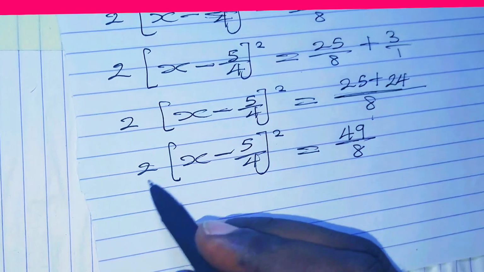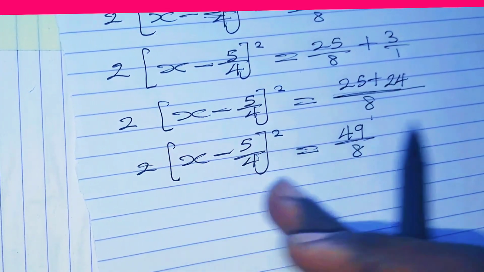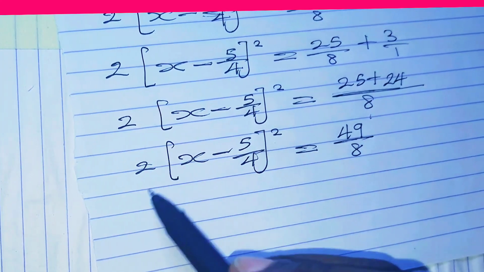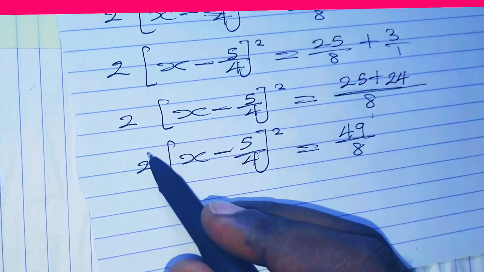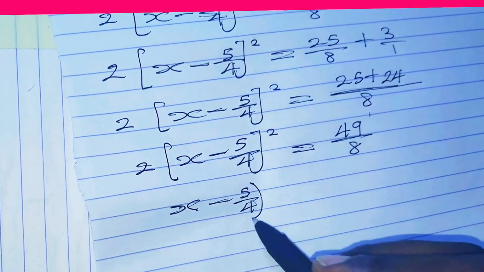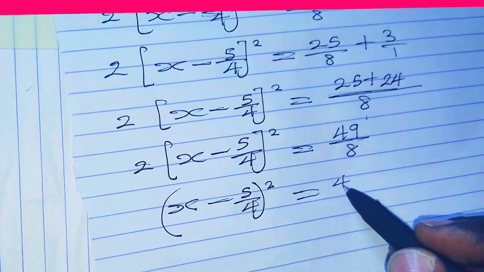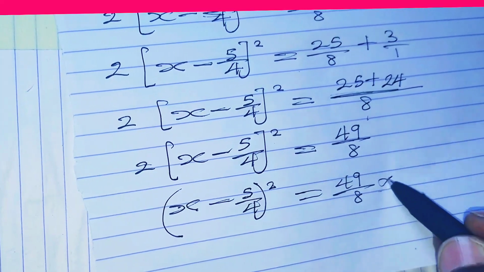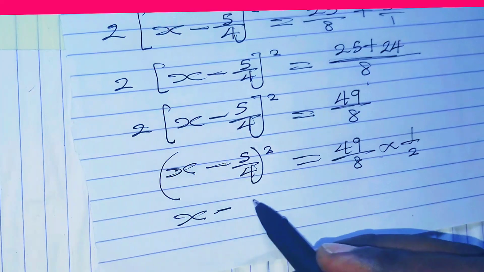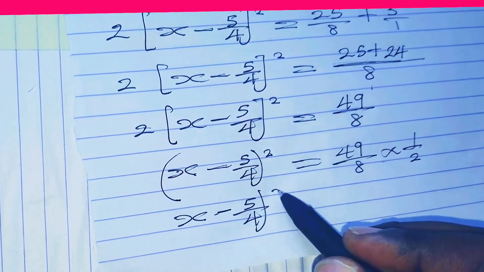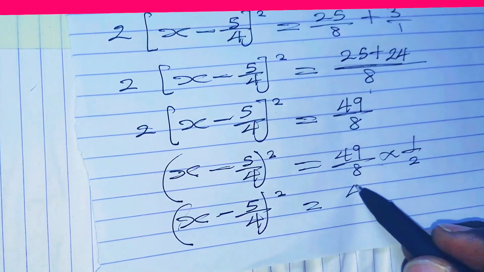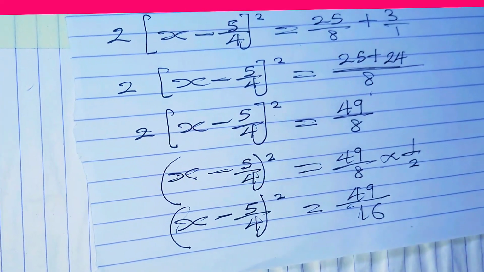And therefore, we need to get rid of 2 here. So we just multiply both sides by the reciprocal of 2 over 1. And of course, the reciprocal of 2 over 1 is 1 over 2. So that's going to get rid of this 2 here. So we have x minus 5 over 4 squared equal to 49 over 8 times 1 over 2. And then we have x minus 5 over 4 squared is equal to 49 over 16.